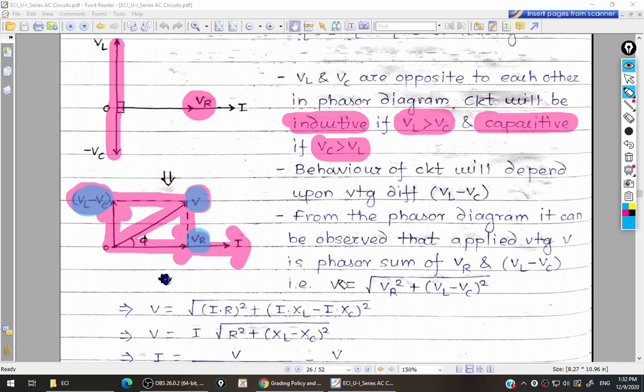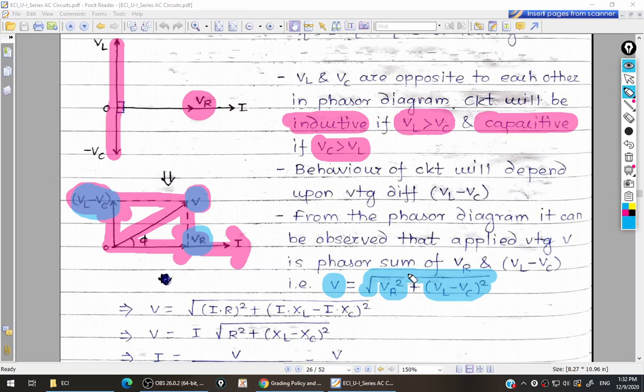For taking the phasor sum, suppose you want to find the value of V, then your V will be, what you have to do is take a square root. Inside this square root you get the squares of these two parameters. Your V is due to VR, so you take the square of VR, and the other parameter is VL minus VC, so (VL minus VC) whole square, and all of this you take inside the square root.